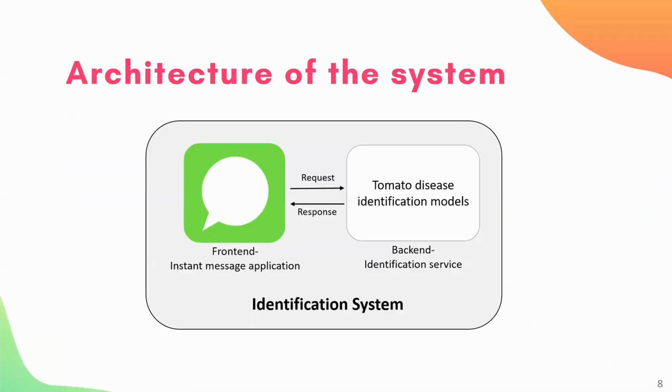So here is the architecture of the system. It consists of a front end and a back end. And the back end is the tomato disease identification models. By using this system, the user can easily use their smartphone to take a picture of diseased tomato images. And our system can identify the disease and give some treatment suggestions. And in this study, we will focus on the tomato disease identification models, the back end.